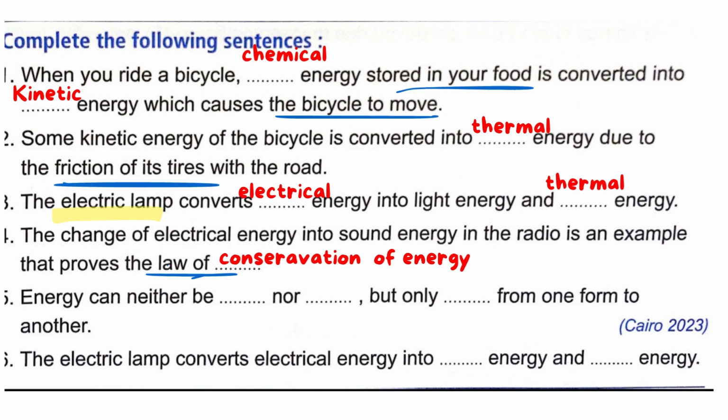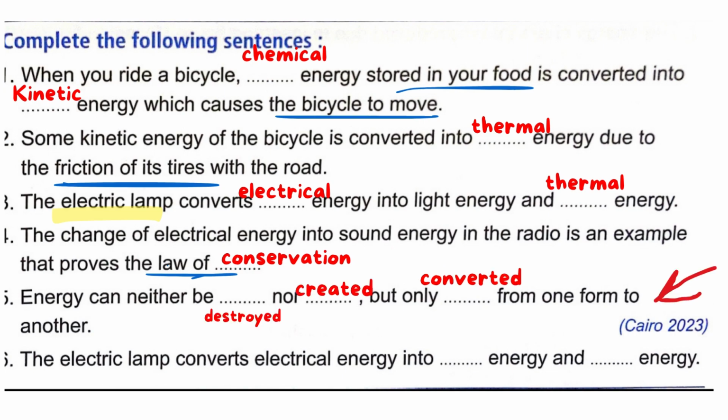Energy can neither be destroyed nor created, but only converted from one form to another. We have just talked about it in the last question. So the energy can neither be destroyed nor created, but only converted from one form to another, and this is the law of conservation of energy. Okay, and this is an important question because it comes in exams.